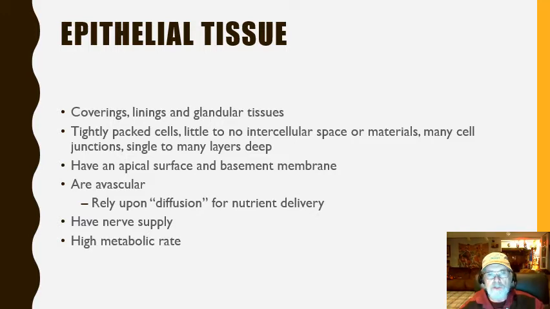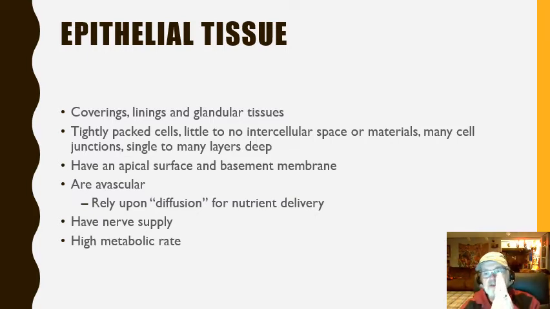There's not much gap between them, which is going to be different from what we're seeing in some types of connective tissue where there might be large gaps between cells. There's very little intercellular space or materials. So therefore, if they're packed tightly, there's not much between them. Intercellular means the area between cells, okay? So with epithelial tissues, because they're tightly packed, there's very little, if any, intercellular space.